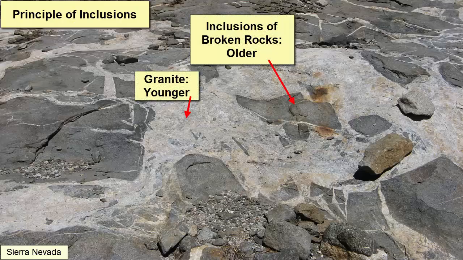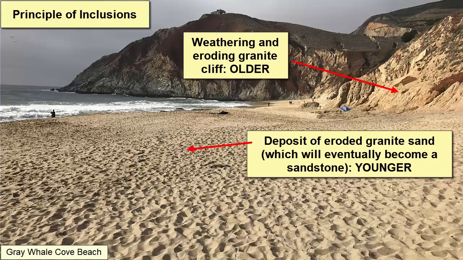Inclusions are pieces of one rock that you find in another rock. Included rocks must be older than the rocks in which they are found. For example, a cliff face of granite will weather. Pieces of the weathered granite will make their way into beach sands. The sandstone that forms from these beach sands must be younger than the granite pieces within.